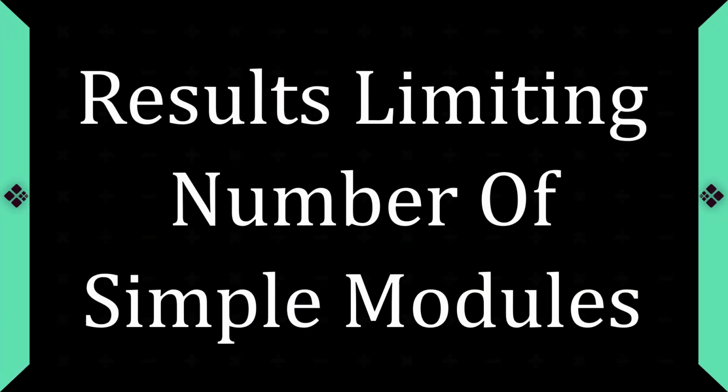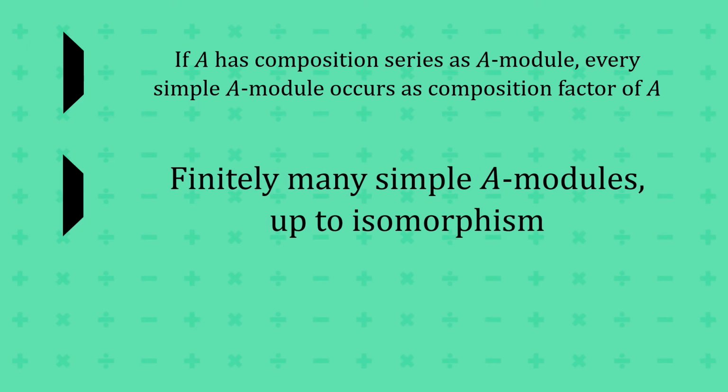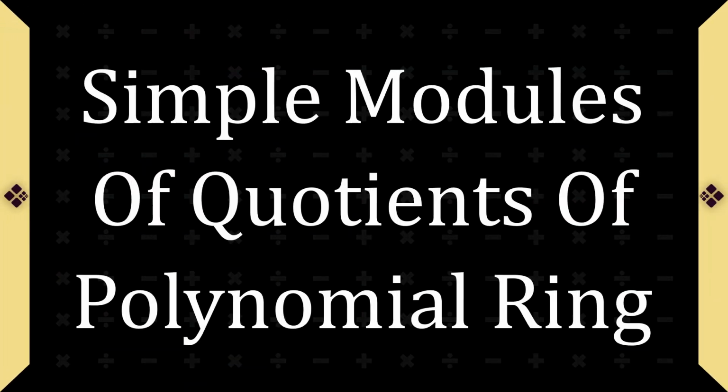Now, we'll move on to giving some useful results limiting the number of simple modules. If A has a composition series as an A module, then every simple A module occurs as a composition factor of A. So, there are only finitely many simple A modules up to isomorphism. Thus, if A is finite dimensional, then every simple A module is finite dimensional.